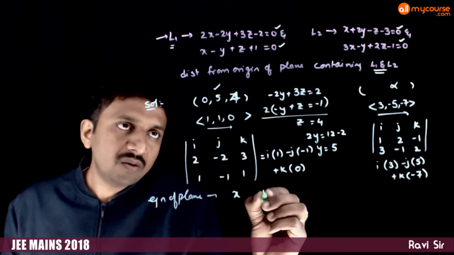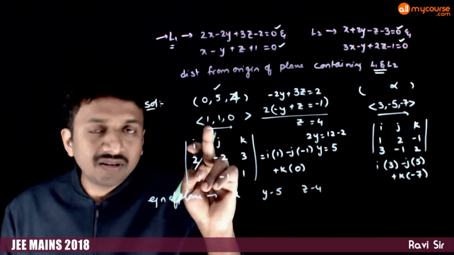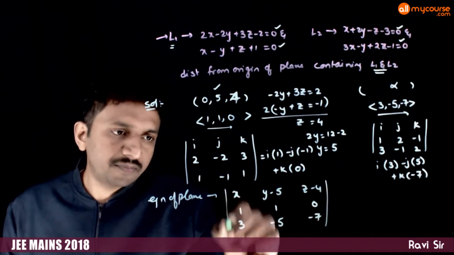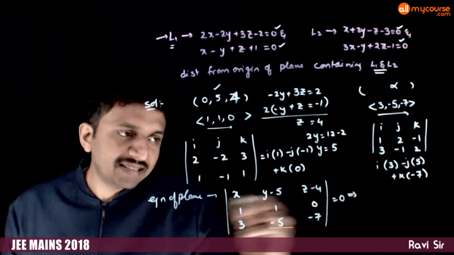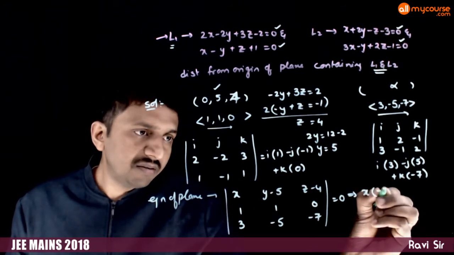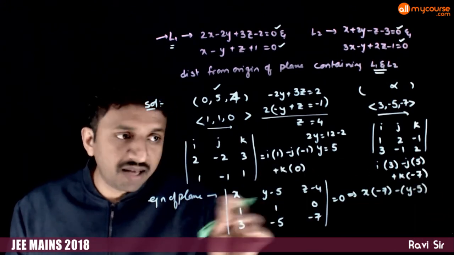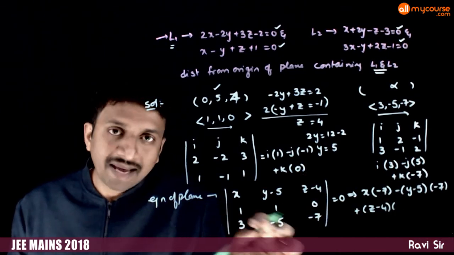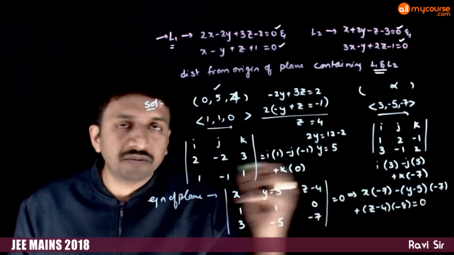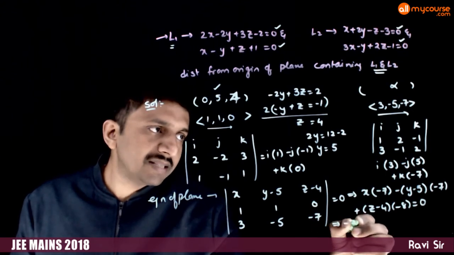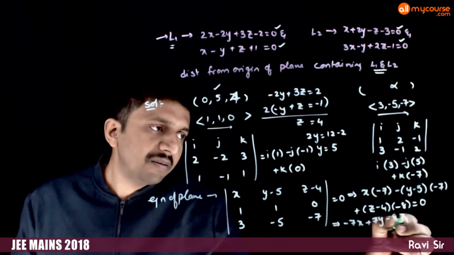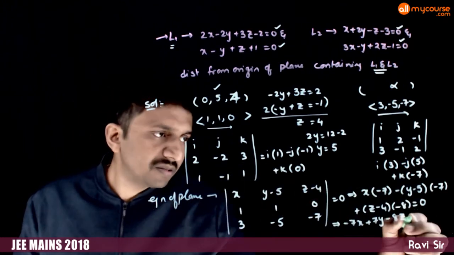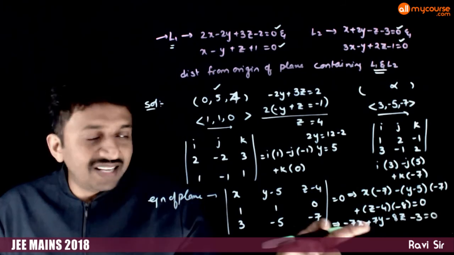So x minus x1, y minus y1, z minus z1, the first direction vector, the second direction vector, is equal to 0. This implies x times minus 7 minus of y minus 5 times again minus 7 plus z minus 4 times minus 5 minus 3 is minus 8 is equal to 0. So effectively you get minus 7x plus 7y minus 8z, minus 35 plus 32, minus 3 is equal to 0. So this is the required plane.